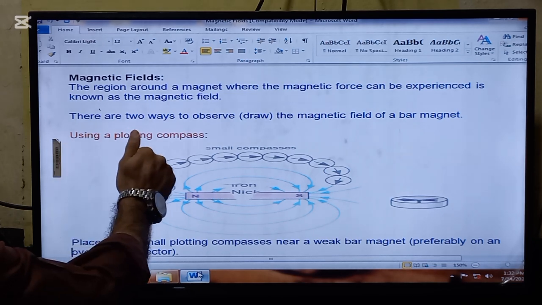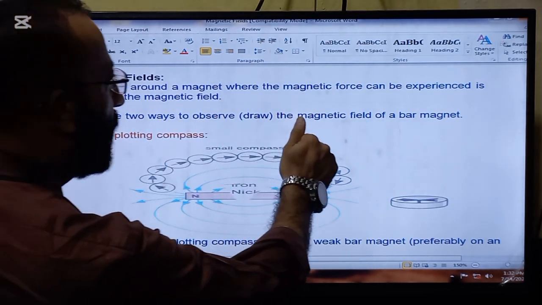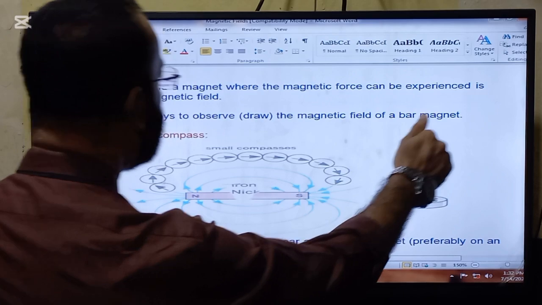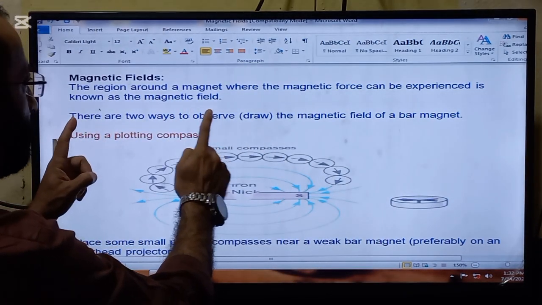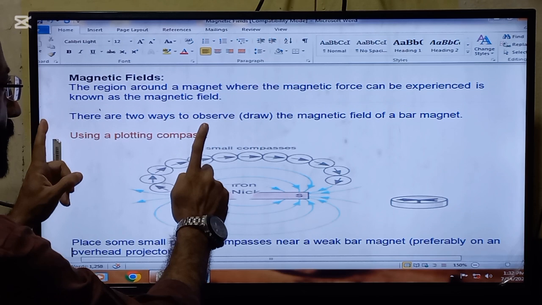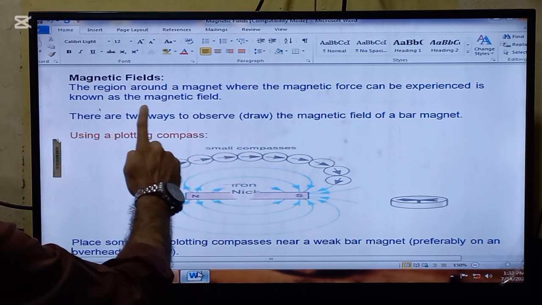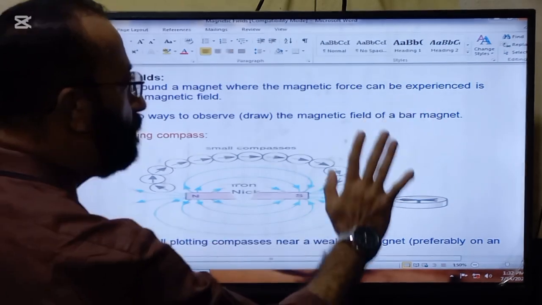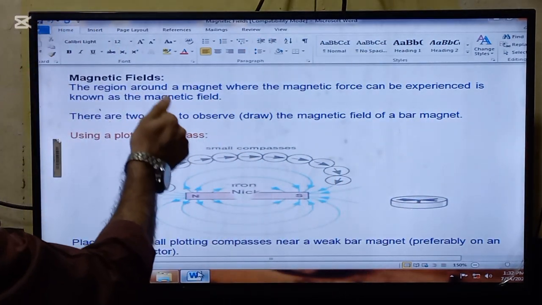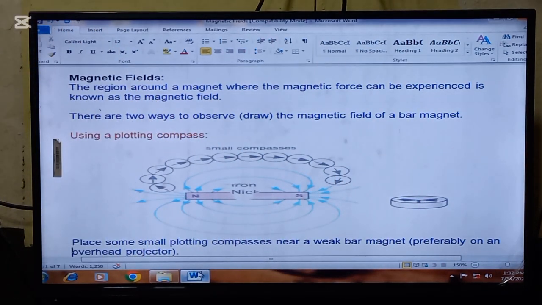The region around a magnet where the magnetic force can be experienced is known as the magnetic field. So this is the definition of the magnetic field. Concentrate: the region around a magnet where the magnetic force can be experienced is called the magnetic field.